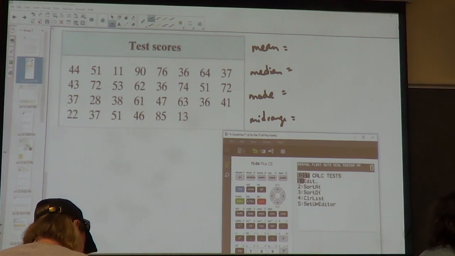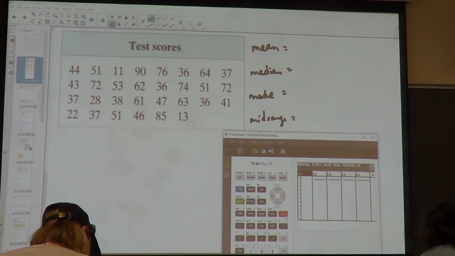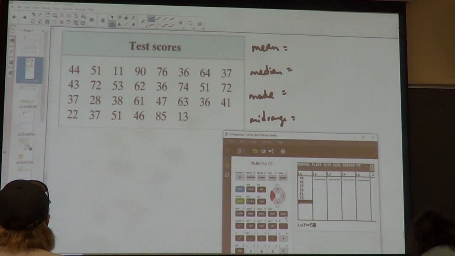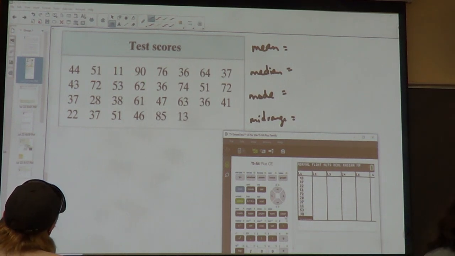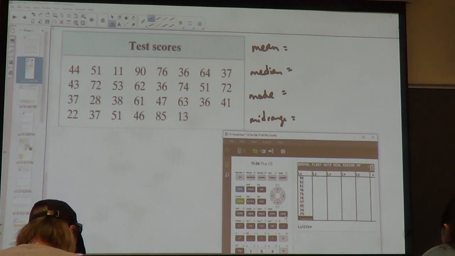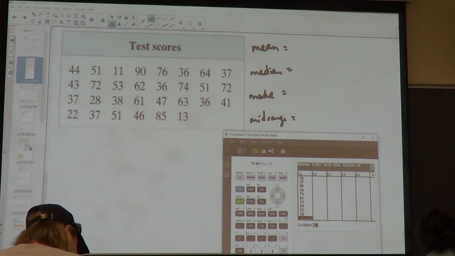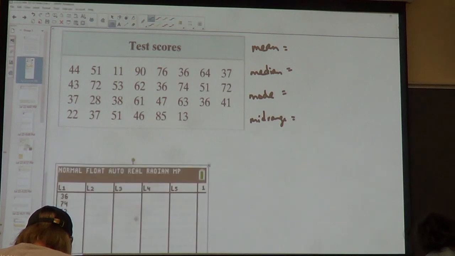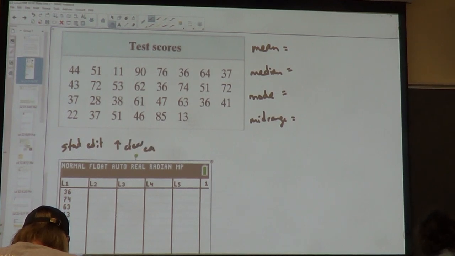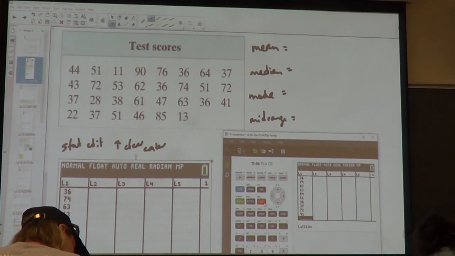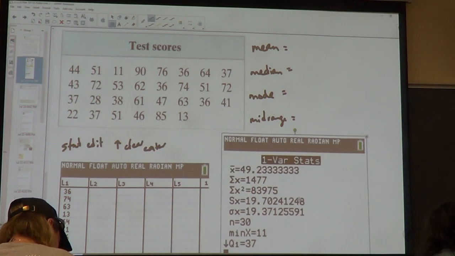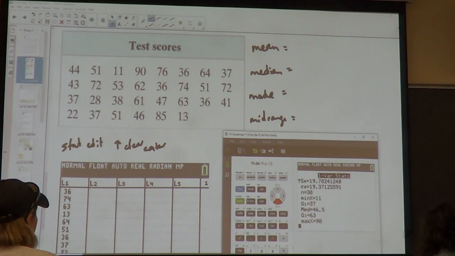So we'll do stat edit. Go to the top and hit clear enter. So we did stat edit, then we went to the top and we hit clear enter. And then now we're going to do stat over to calc and then hit enter, enter, enter, enter. And then we're going to pull it over and then I'm going to go ahead and pull second page.